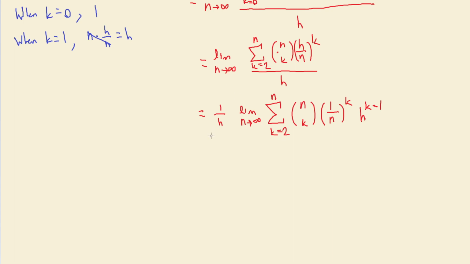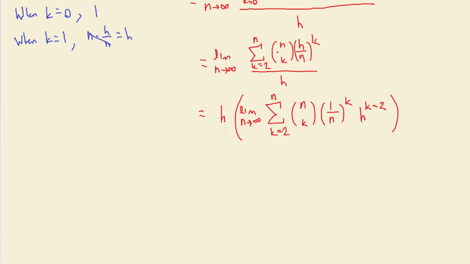And so I can actually get rid of this 1 over h here. But I could go a step further, and I could multiply each one of these terms by h, and I could just drop this power one more. I could drop this power and say that this is equal to h being multiplied by the limit as n approaches infinity of the sum from k is equal to 2 all the way to n of n choose k multiplied by 1 over n to the power of k multiplied by h to the power of k minus 2.